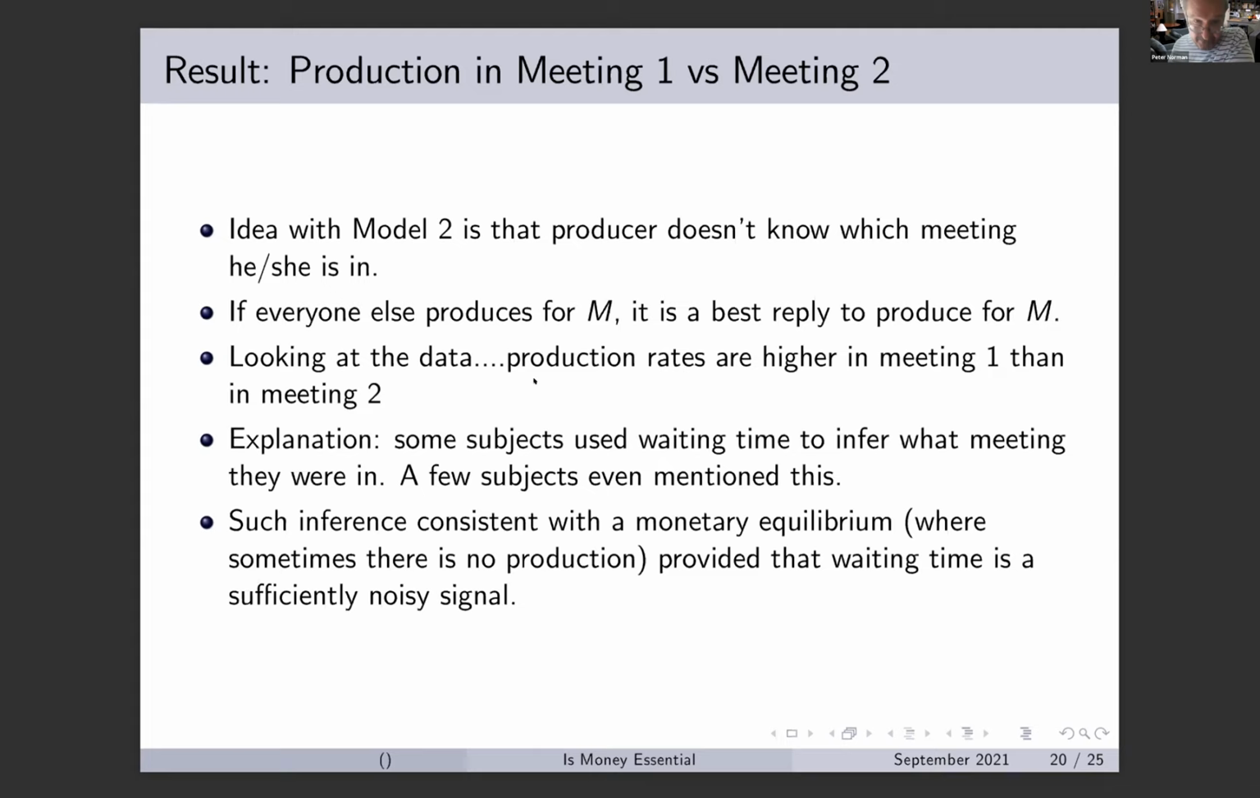Now, looking at the data, we broke the data up by meeting. We looked at the production rate in meeting one and the production rate in meeting two. And lo and behold, there is a bit of a difference. It's not big, but there's a significant difference in the production rate: people produce more in meeting one than in meeting two, despite supposedly being ignorant as to whether it is meeting one or meeting two.